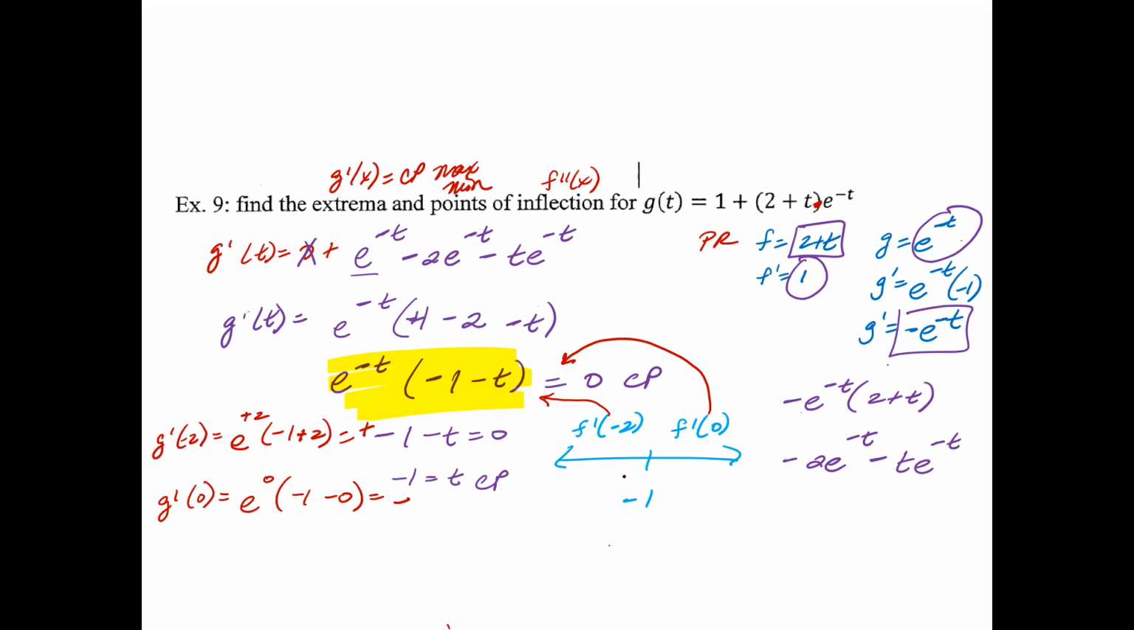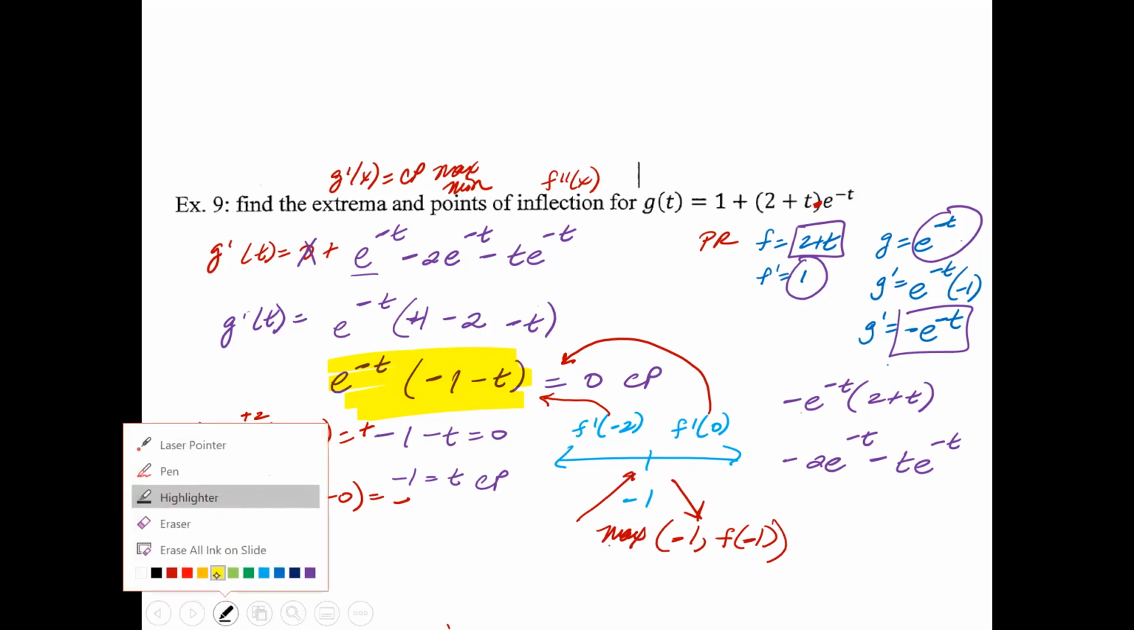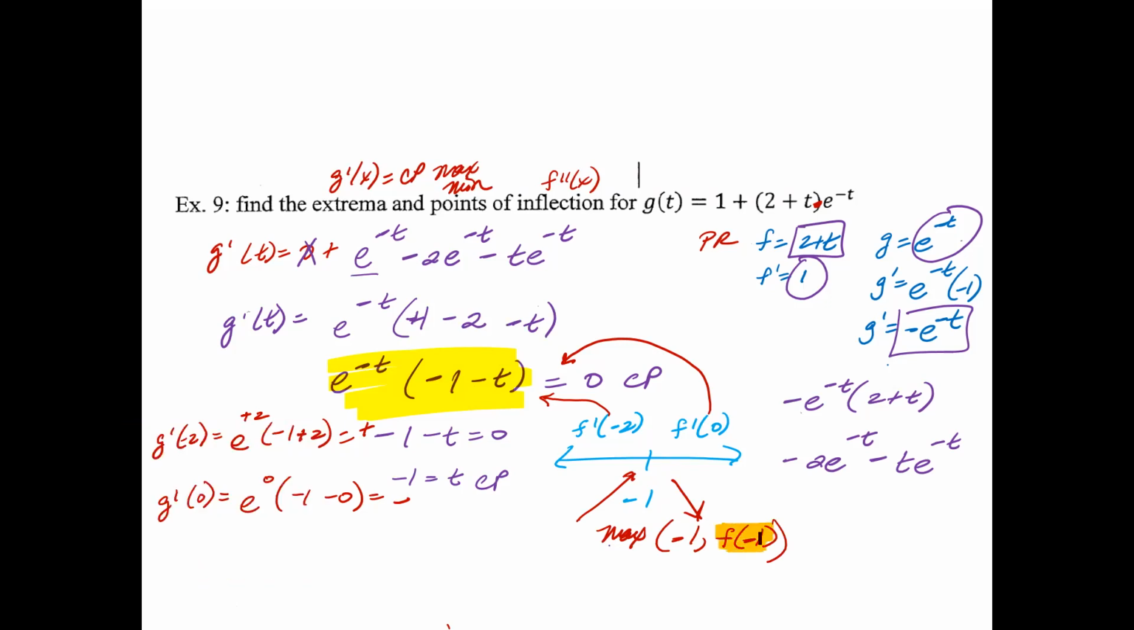So really you're looking at something that has a positive going up, negative going down. So this is going to be a maximum. And your maximum is negative 1. To find your y value, you will have to go back to the original equation. And the original equation for this one is going to be right here.